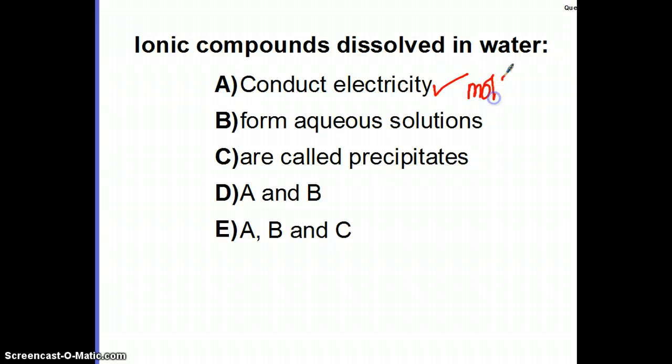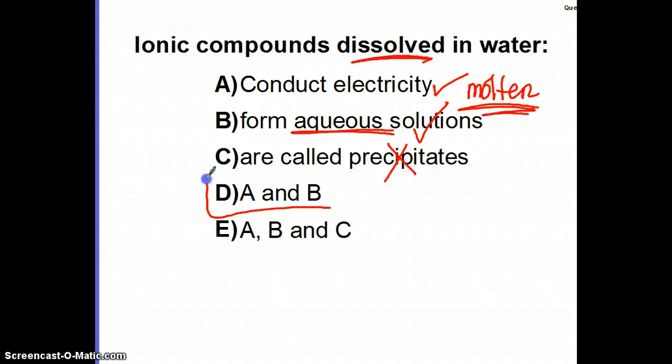The other time they'll conduct electricity is when they're molten or melted. They do form aqueous solutions. That literally means dissolved in water. They're not called precipitates. A precipitate is what you call a solid that forms in a reaction. So if they're dissolved, they couldn't be a precipitate. So A and B would be your answer.